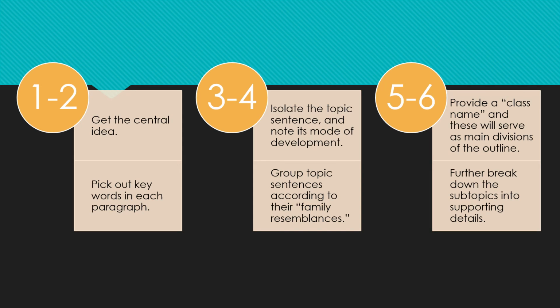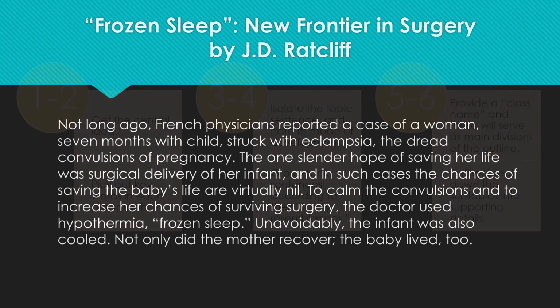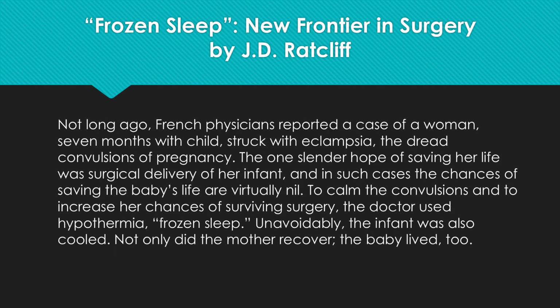So go to step number 5, which is provide a class name. And these will serve as main divisions of the outline. So once you have the class name, you can now break down the subtopics into supporting details. So let's have an example.